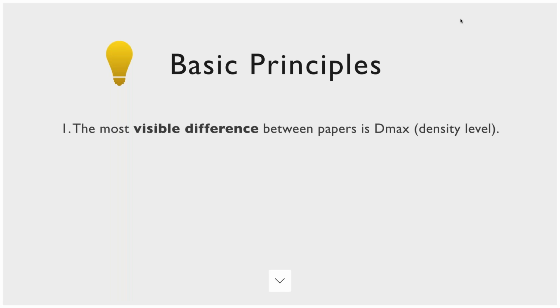So one, the most visible difference between papers is Dmax, or density level. And when I mean visible difference between papers, I mean when you've actually made a print. Obviously, the paper without anything on it, you won't be able to tell this. But once you've made prints, let's say you've taken the same image and printed on different papers, the thing that's going to be most visibly different between the papers is going to be density level. So that's really the first choice. The first thing that I think about when I'm selecting a paper is how much density or lack of density do I think I want for this image.